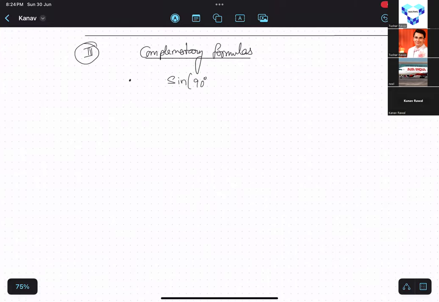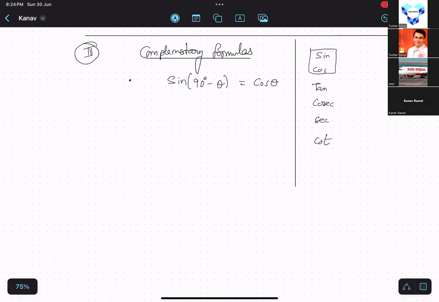Sine 90 minus theta is what? Cos theta. How to remember how the transformation will happen? If you remember the trigonometry pattern, sine, cos, tan, cosec, sec, cot, these two go together, these two go together, these two go together. Majority of the times sine and cos go together. They are in love with each other. So sine 90 minus theta is cos theta. Cos 90 minus theta is sine theta.